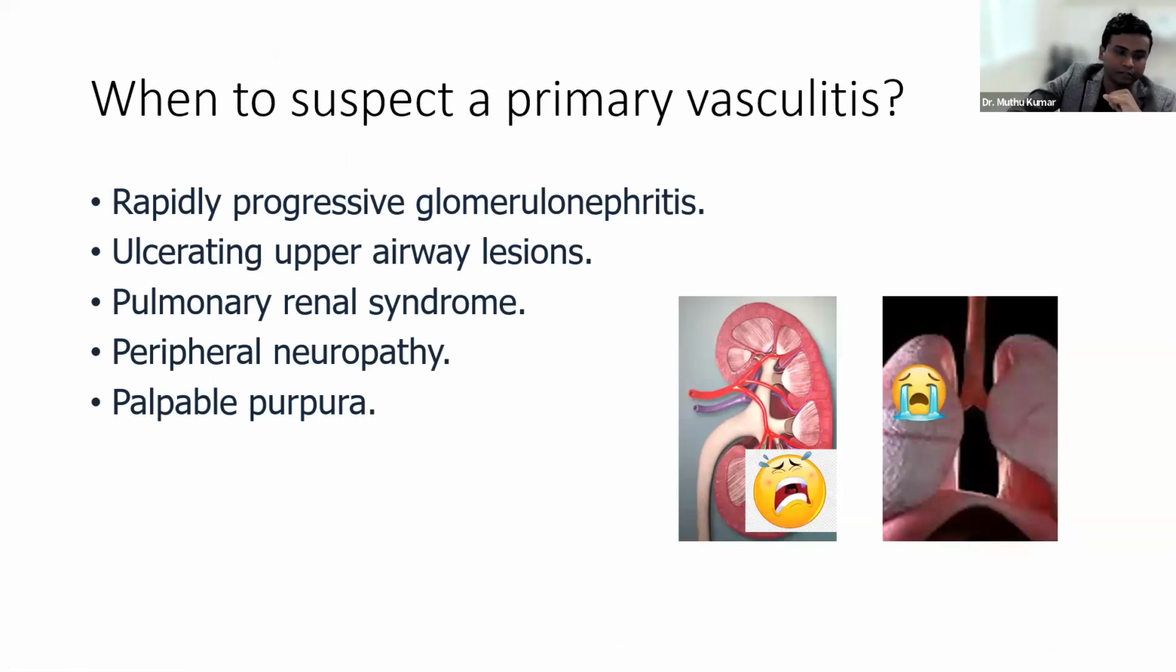When to suspect a pulmonary vasculitis? The first thing is atypical symptoms in an atypical age patient, or a patient with a history of rapidly progressive glomerulonephritis, along with pulselessness, ulcerating upper airway lesions, or upper airway lesions and dyspnea, pulmonary renal syndrome, rapidly proliferating glomerulonephritis with dyspnea. Then you have to think of vasculitis. Peripheral neuropathy in a 12-year-old kid, immediately you have to jump the gun. Palpable purpura in a young kid, you need to think of vasculitis.